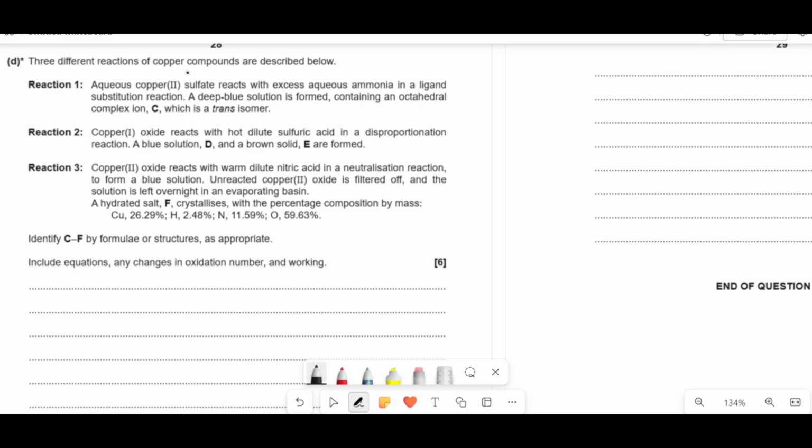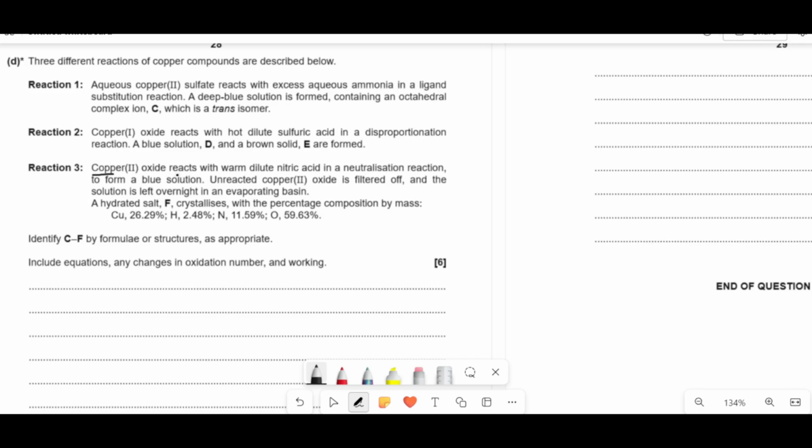Then it says 3 different reactions of copper compounds are described below. So they get aqueous copper sulfate, and they react with excess aqueous ammonia in a ligand substitution. A deep blue solution is formed, and it's called this octahedral, and it's a trans isomer. Then it says here you've got a hot dilute sulfuric acid disproportionation reaction, and you get a blue solution and a brown solid.